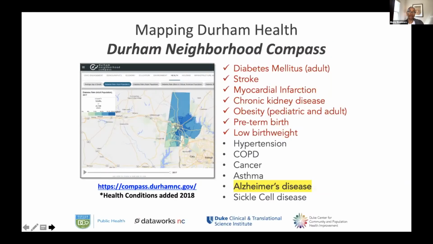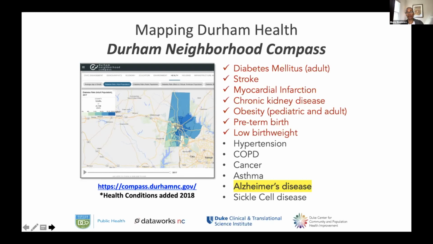This is a map on the left-hand side of diabetes rates among adults in 2017 by census block group in Durham, where the darker blue areas are areas where there's higher prevalence of diabetes, and the lighter areas are areas where there's lower prevalence of diabetes. And we've begun to do this type of mapping for a number of conditions. If you go to this website, the Durham Neighborhood Compass, you can see this for yourself.